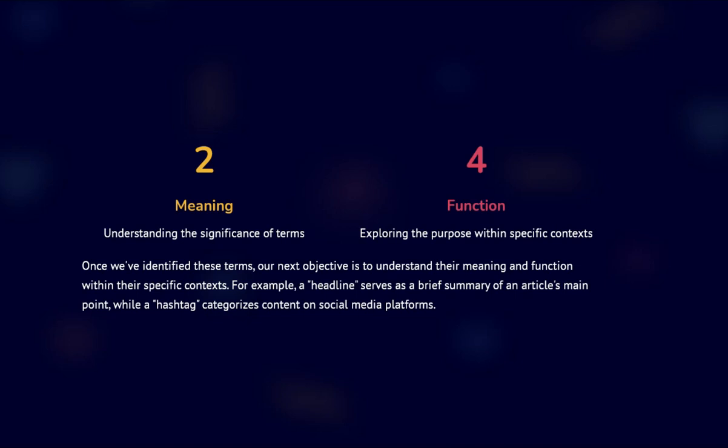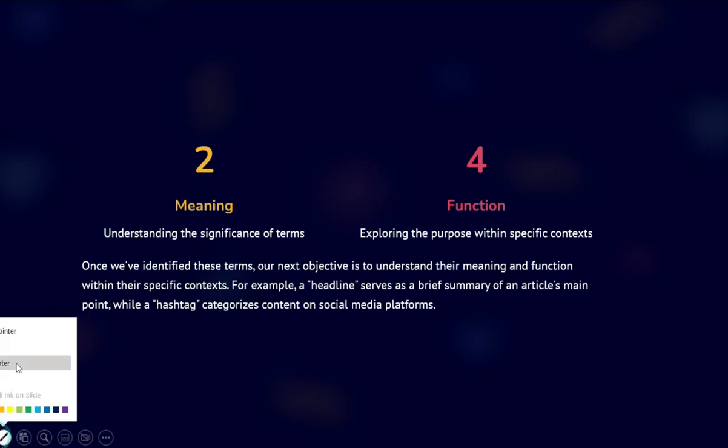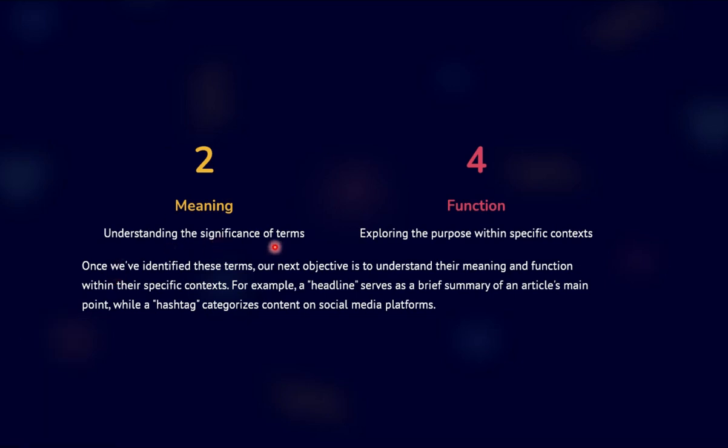All right, now let's check the difference between meaning and function. Of course, every single term in media has a meaning as well as a function, okay. So meaning is to understand the significance of terms, okay. So this is very easy. If I have a term in front of me, I need to identify or signify this term, okay. So once we have identified these terms, our next objective is to understand their meaning and function within their specific context, okay.